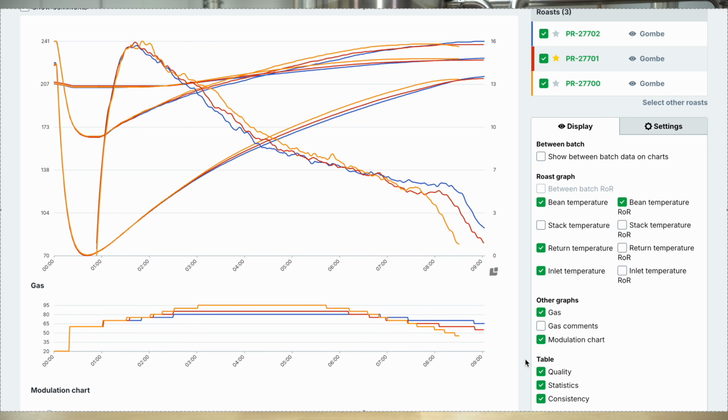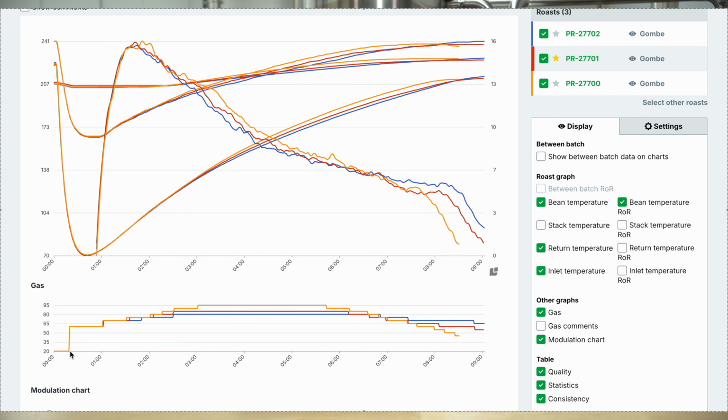First, I'm going to bring up the 3 roast profiles and we'll have a chat around that data. So here we have the 3 batches of Gombe, a washed coffee from Burundi that I roasted a week ago. So the cupping will be 7 days off roast.